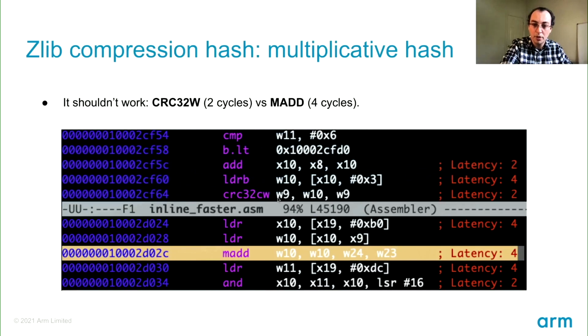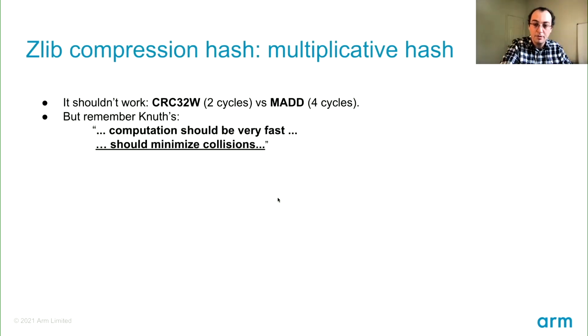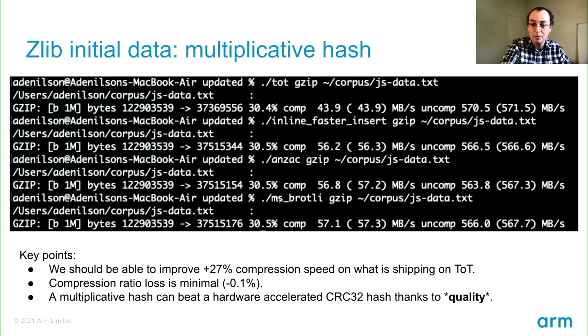But it shouldn't work, because CRC32 takes 2 cycles and a multiply-add takes 4 cycles. Well, Donald Knuth said that a good hash should also minimize collisions. And the result was really interesting. Basically, it seems that we could improve the compression speed by 27% to 30% over what we ship today in Chromium zlib. The compression rate loss was minimal, 0.1%, and so a multiplicative hash can beat a hardware accelerated CRC32 hash.